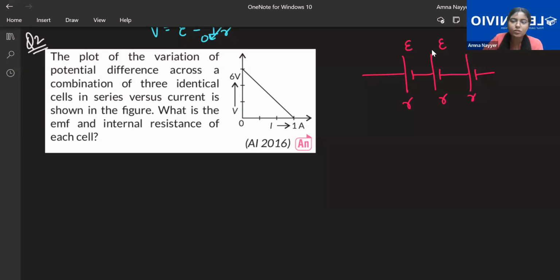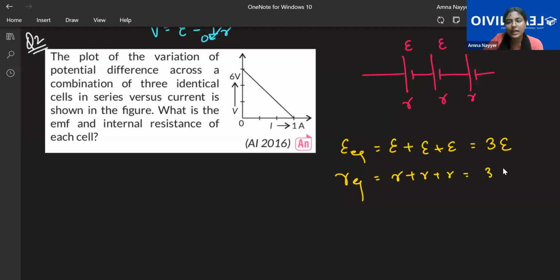We'll discuss this also now, that when you calculate the equivalent resistance, here in this case, the equivalent EMF of the cell will be, just add all of it because they are identical. You get 3E here. You add all the internal resistances. I'll discuss this in detail, how we calculate this and how the questions can change. Then internal resistance will be 3R.